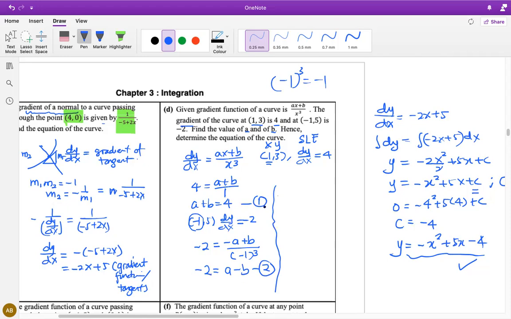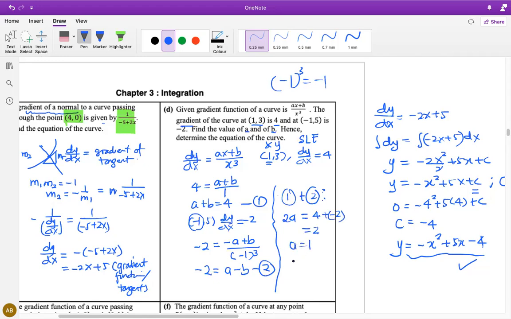Right, so we just add this together, 1 plus 2. I'm using the elimination method. So I will get 2a equals 4 plus negative 2. So 4 plus negative 2, you get 2. So a equals 1.